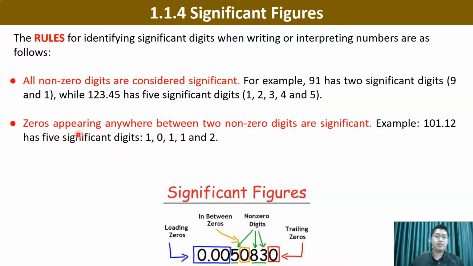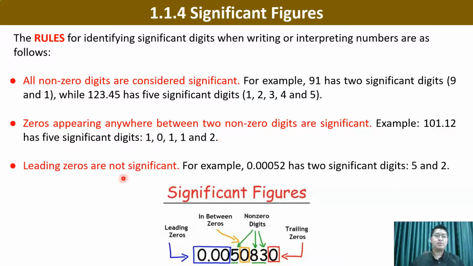And next, zeros appearing anywhere between 2 non-zero digits are significant. Example, 101.12 has 5 significant digits, 1, 0, 1, 1, and 2. Leading zeros are not significant. For example, 0.00052 has 2 significant digits, which are 5 and 2.